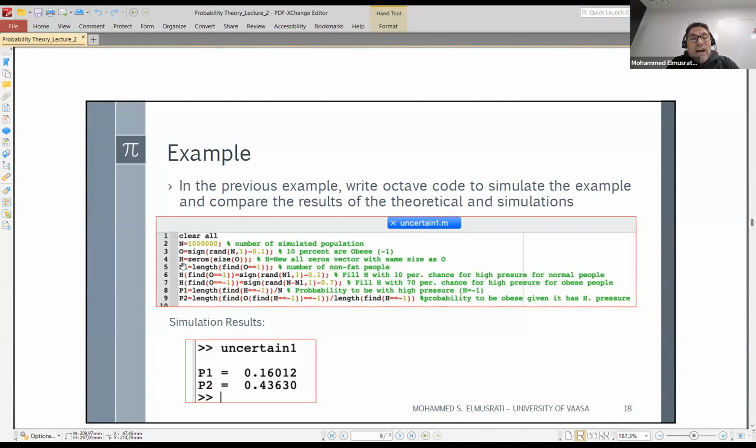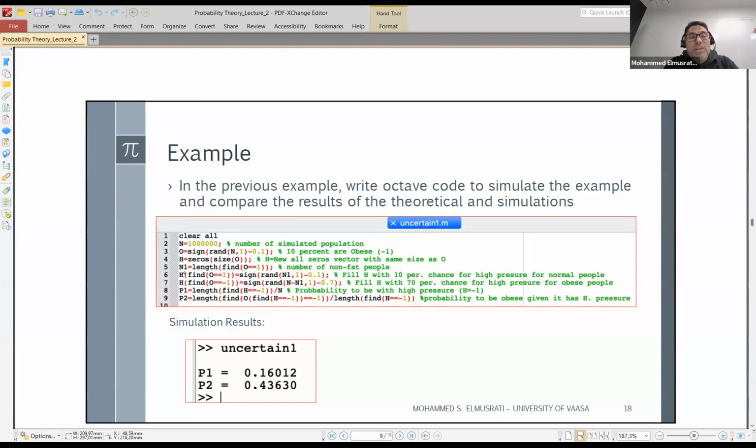Then I define the high pressure, and in the beginning I generate an all-zeros row with the same size as O, because it is the same number of people. You can of course put here n and 1, or you can use size of O. Then I count how many persons don't have overweight, because as I said, when we say 10%, it is a probability. So what is the meaning of probability? It means that out of 1 million, not necessarily that you will find exactly 100,000 for the 10%, or 900,000 for the 90%. It is on average, so it is just probability.